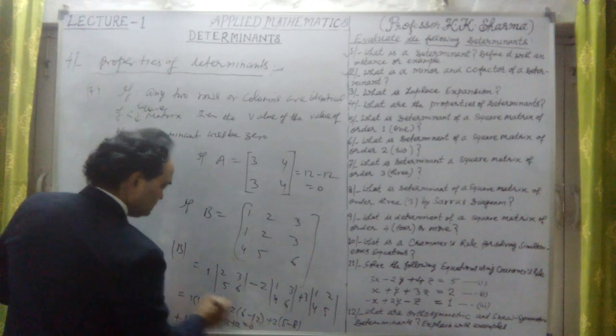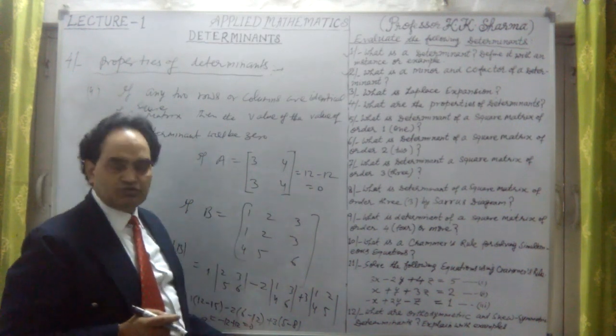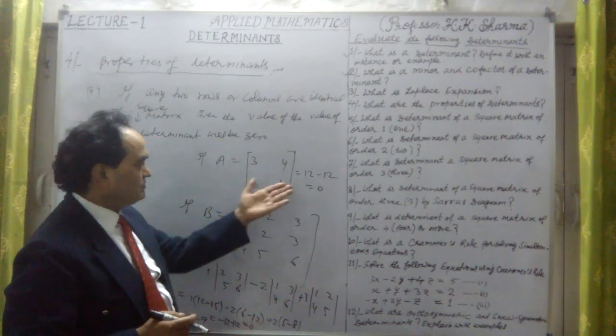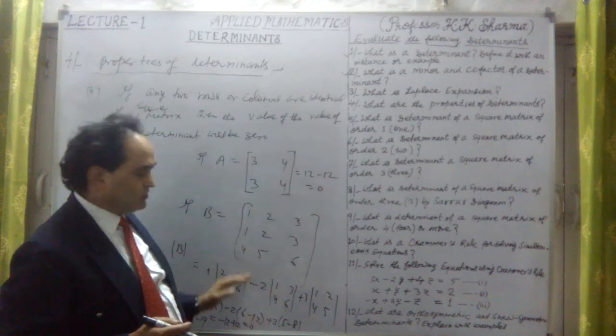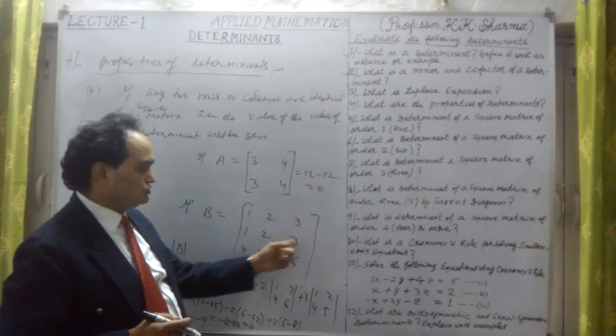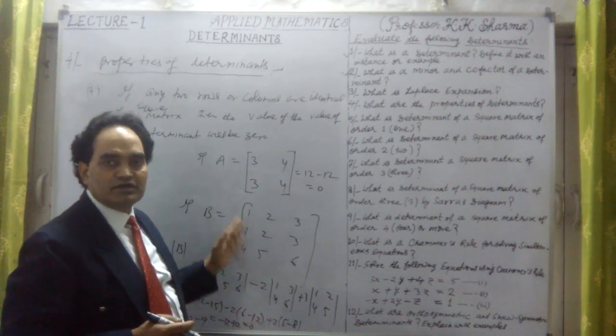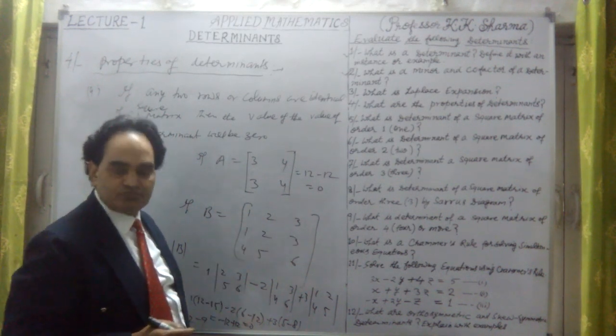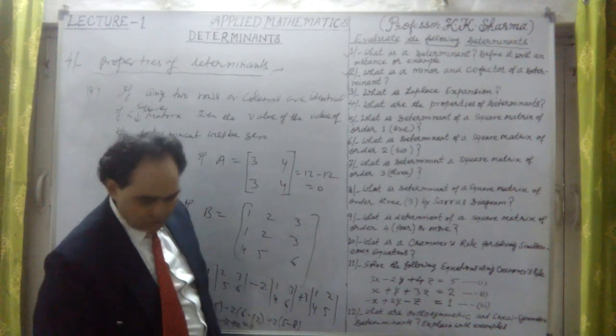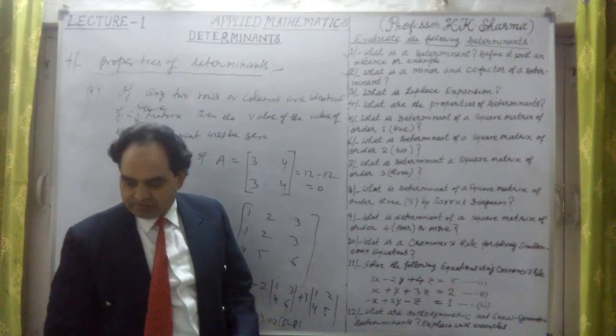Answer is 0. What do we see here? Answer is 0 here. Same answer. Of order 2 or of order 3, if any 2 rows are identical, or 2 columns are identical, then also the answer is the same. This is the property number 4. Only these 4 properties are taken.